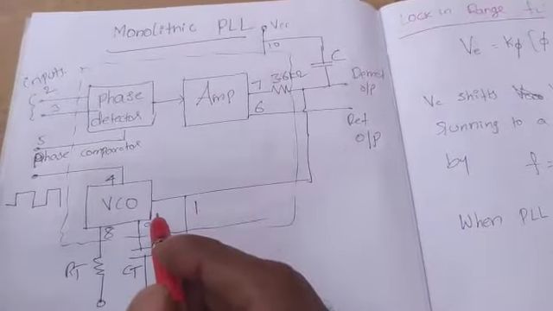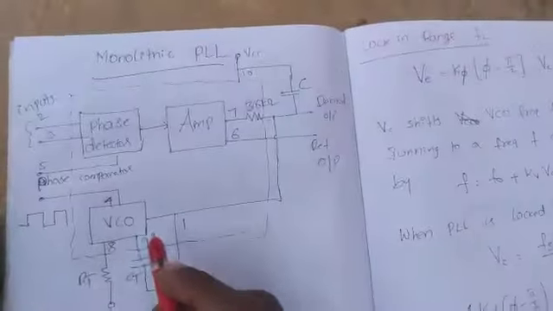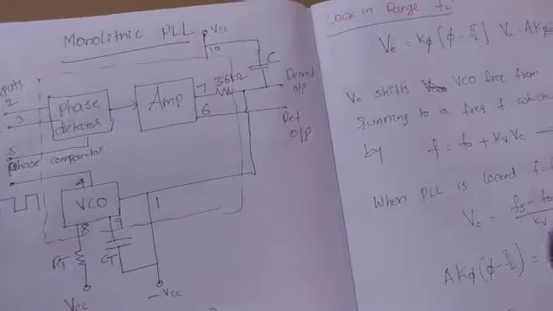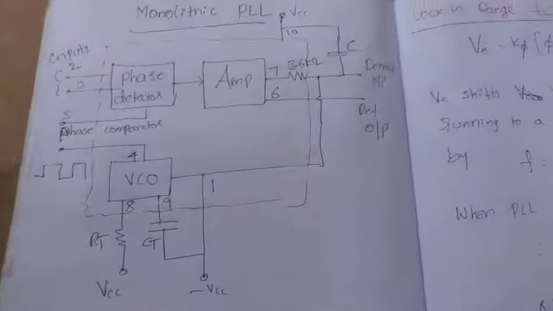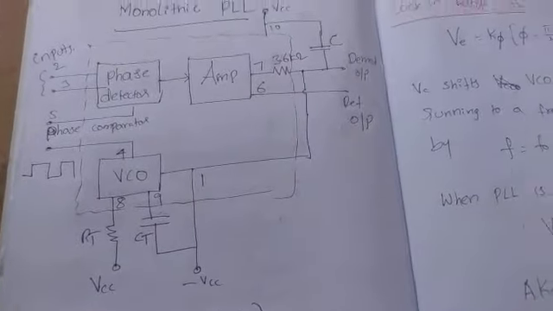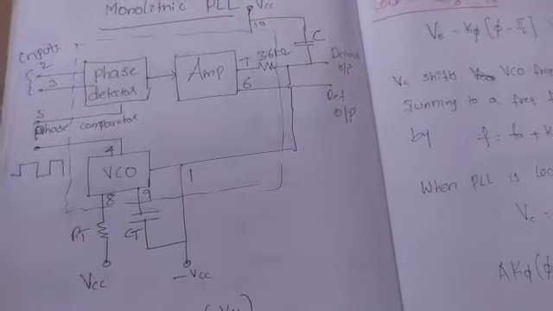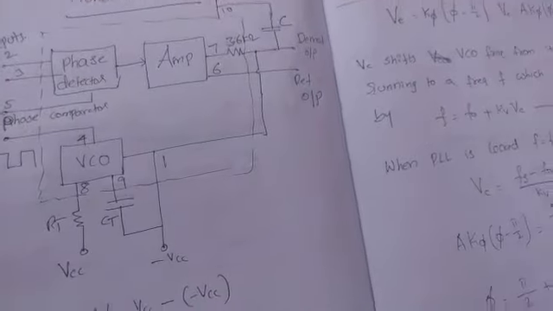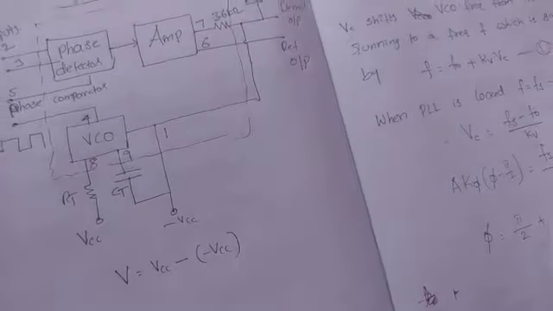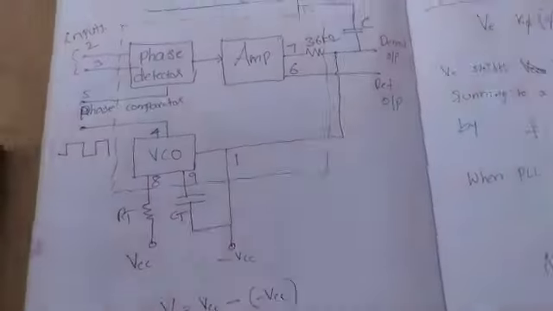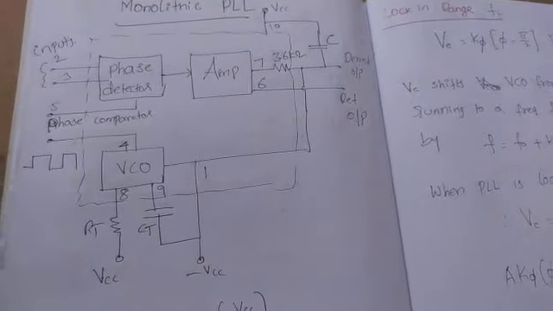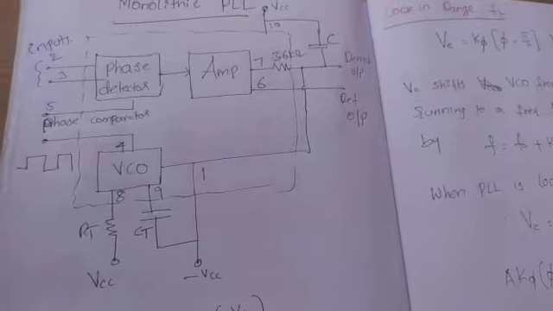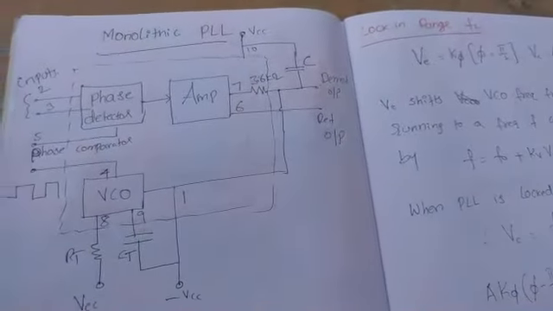So this is Monolithic PLL. As of now we discussed individual block diagrams, like the phase detector, which we discussed separately, low pass filter, amplifier, and finally VCO. These individual ICs are also available in the market. All the parts are integrated in one place, and they designed one PLL in a single chip.